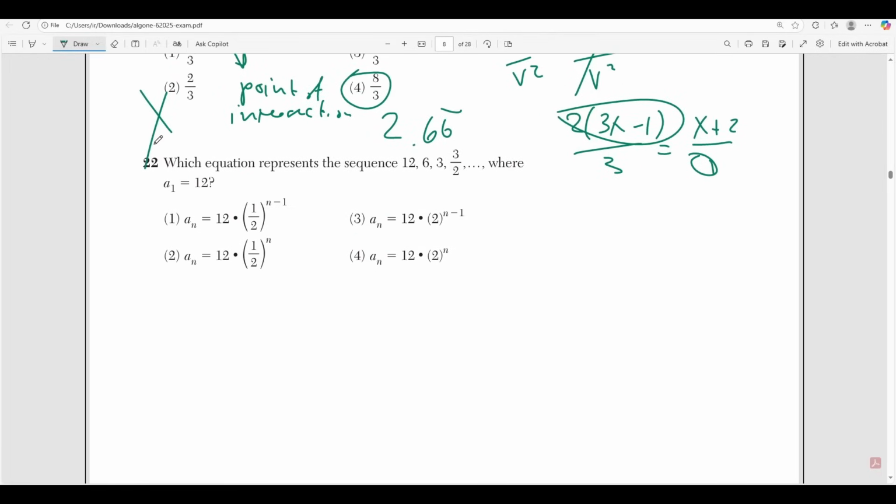All right, so number 22 says, which equation represents the sequence 2, 6, 3 over 2, where a of 1 is equal to 12?